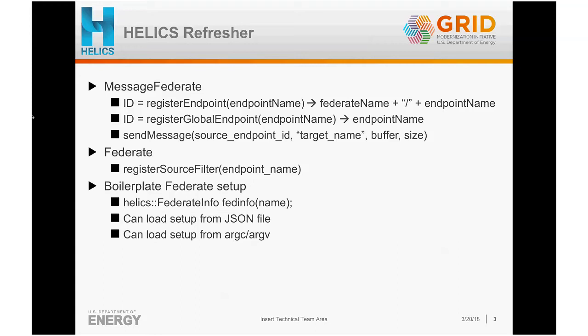Then using filters, we have the option to register source filters. In fact, I'm using the special high-level function to make source or make destination filters, and that API will show up on a later slide. But there is some boilerplate federate setup using the federate info class, specifying the name of your federate, and possibly loading some things from a JSON file or command line.